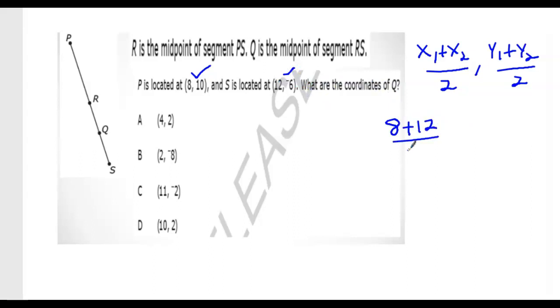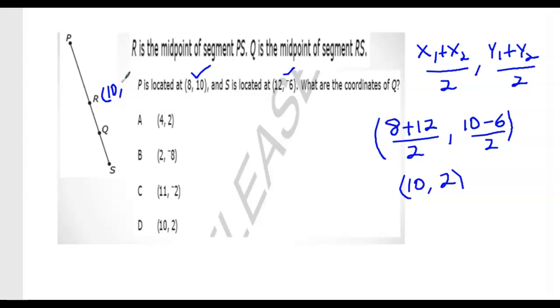So we are using our formula. We are looking at these two points here. So it's going to be 8 plus 2, divided by 2, and then 10 plus minus 6, which will be minus 6, all divided by 2. So we get 20 divided by 2, that gives us 10, and here we get 4, and 4 divided by 2 is 2. If you're not careful, you might be tempted to say, oh, the answer is D. No, this is not our point. We have point R to be (10, 2).